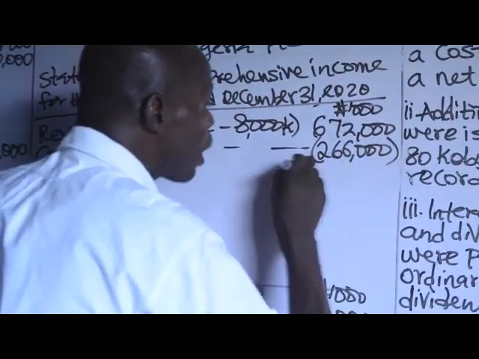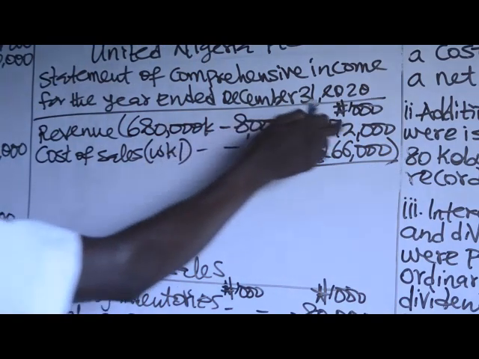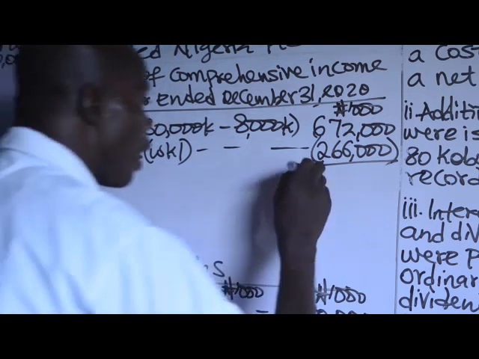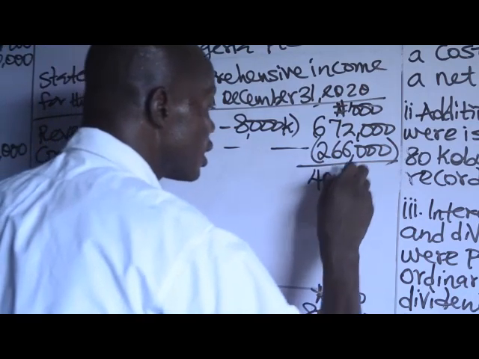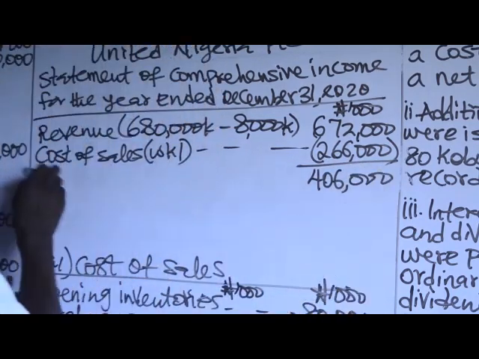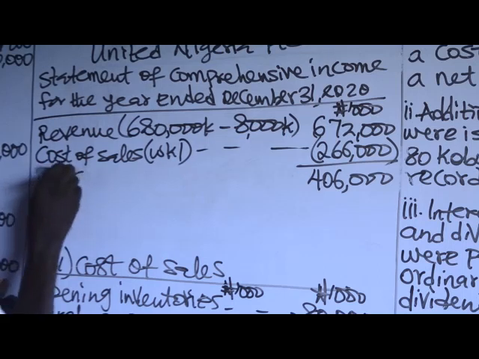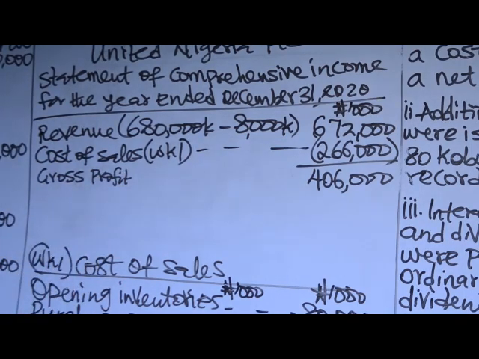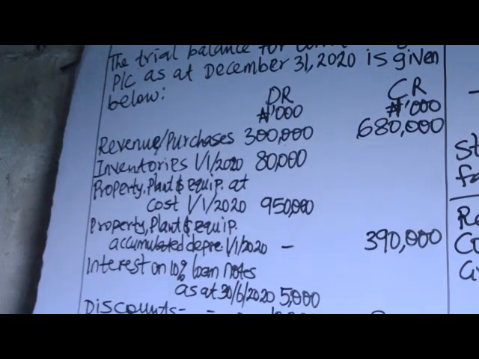If you now subtract cost of sales from revenue, then you have 672,000 minus 266,000, which is 406,000. The 406,000 represents our gross profit. After gross profit, the next item is the distribution cost.